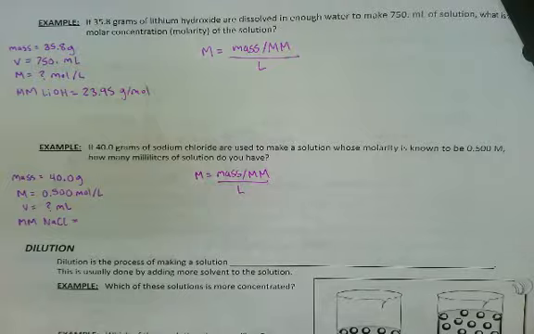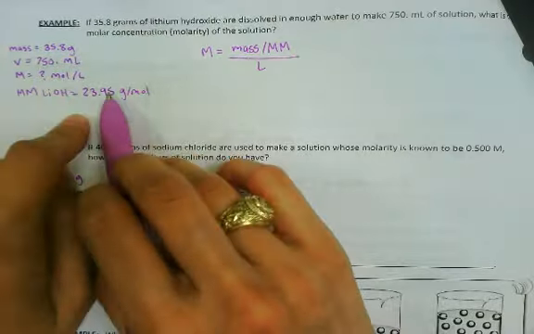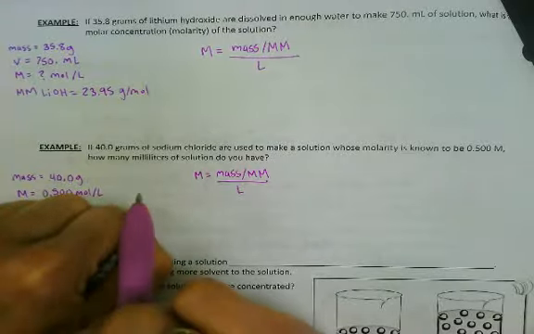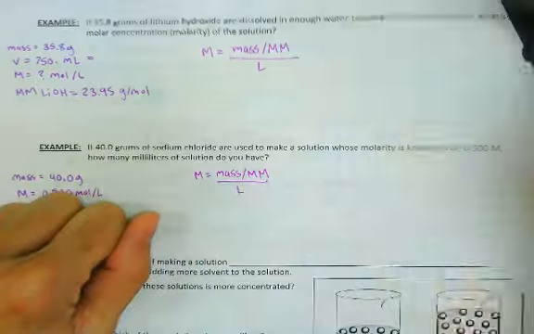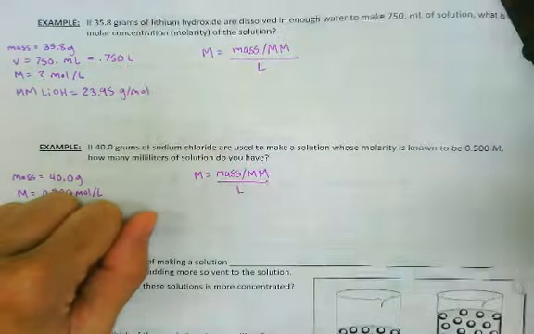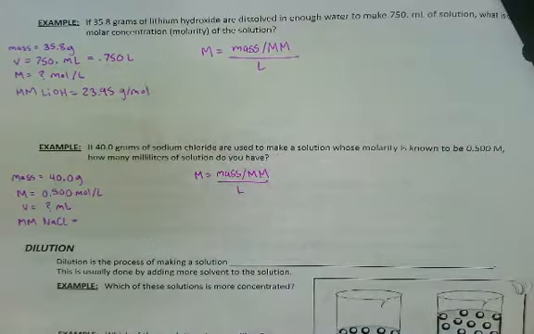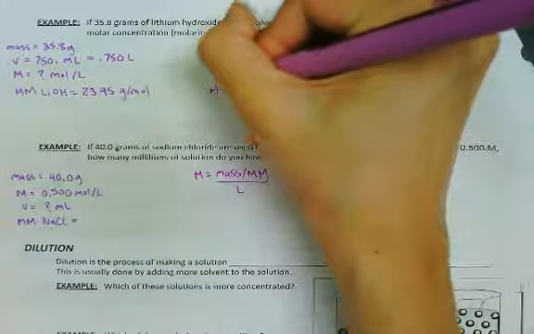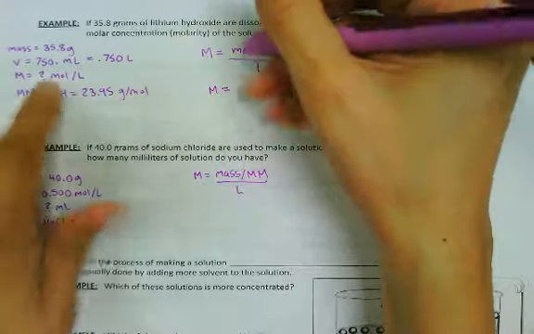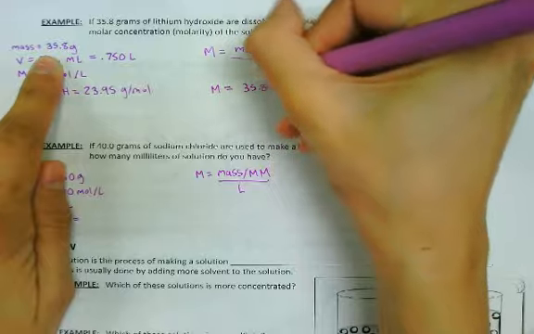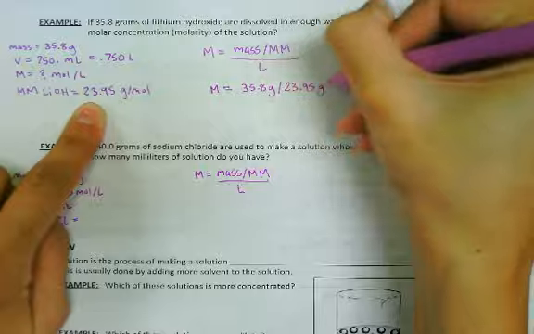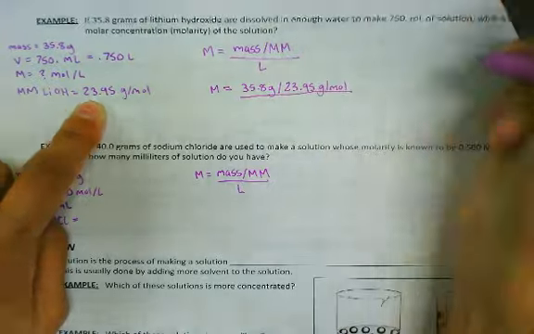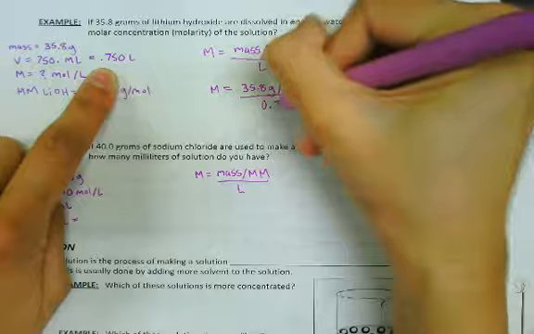And is there anything else I need to do to all my values that I know before I start plugging stuff in? The milliliters, what about it? It should be liters. What's that going to be in liters, y'all? 0.75 liters. Very good. So now we can hopefully just plug and chug. We're looking for the molarity. We know the mass. We know the molar mass. And we know the liters because we just converted.